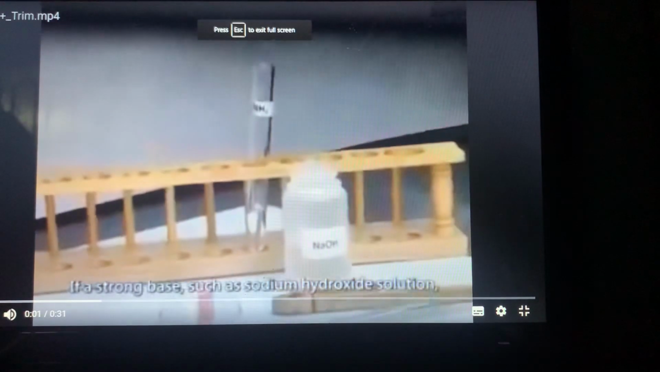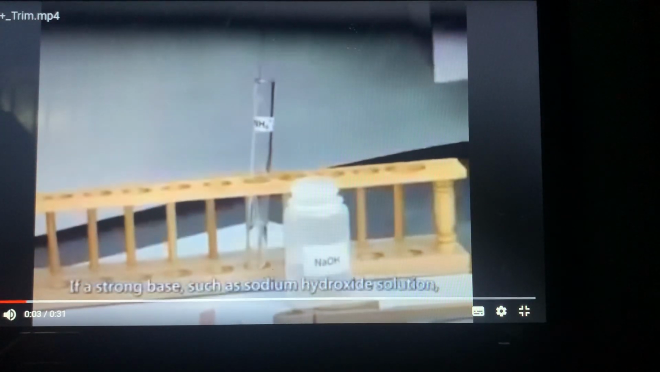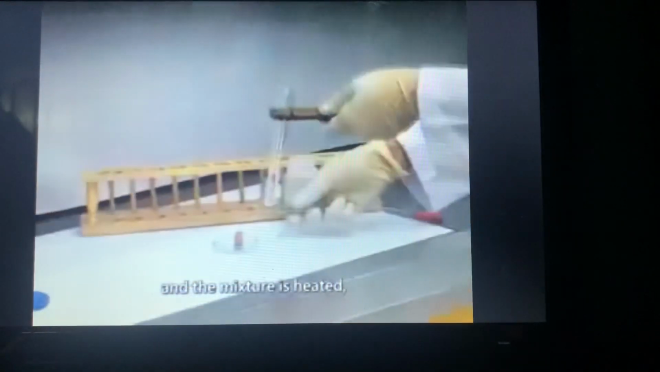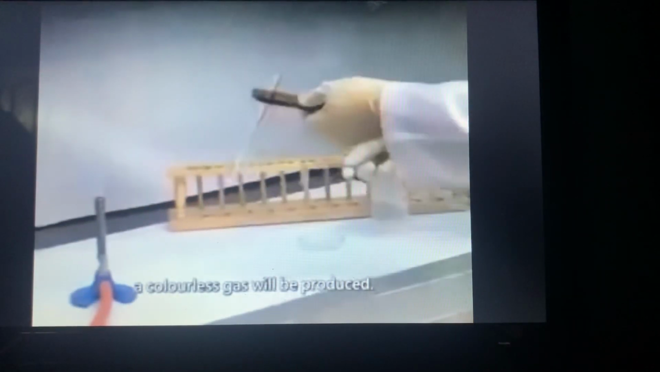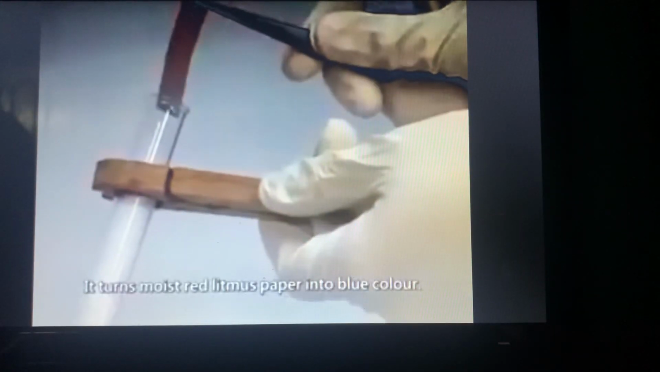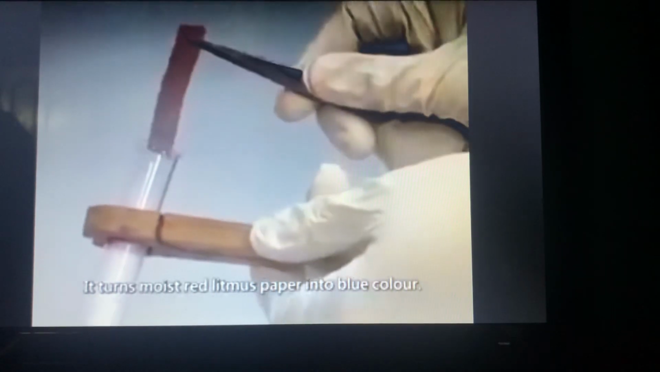If a strong base, such as sodium hydroxide solution, is added to a solution containing ammonium ion, and the mixture is heated, a colorless gas will be produced. The gas is ammonia. It turns moist red litmus paper into blue color.